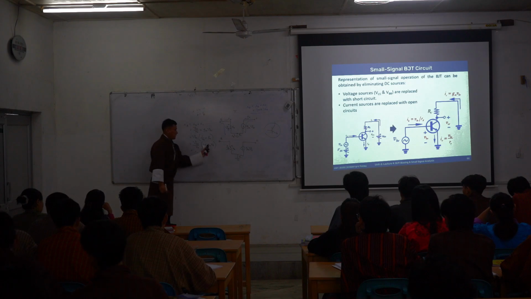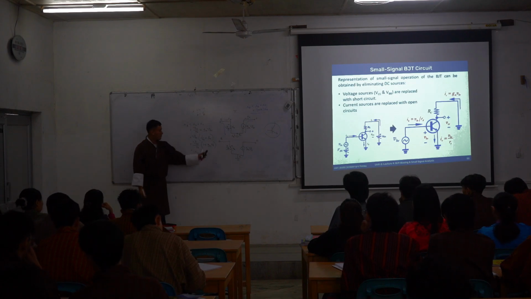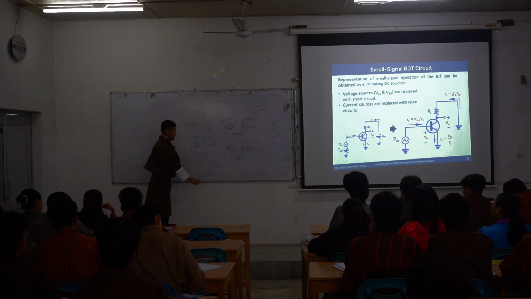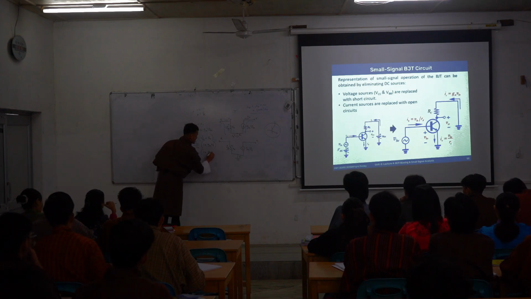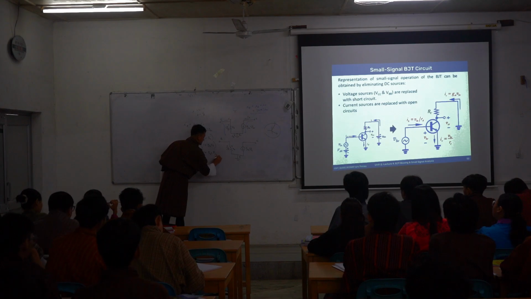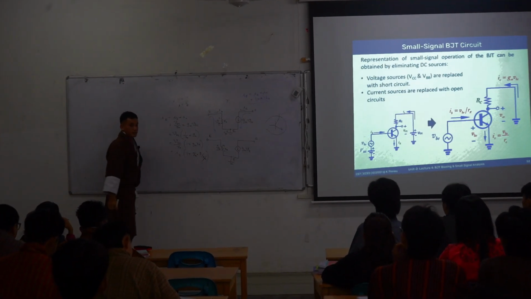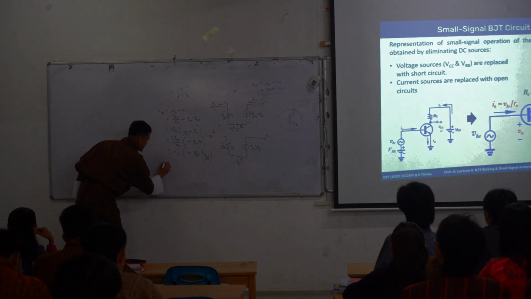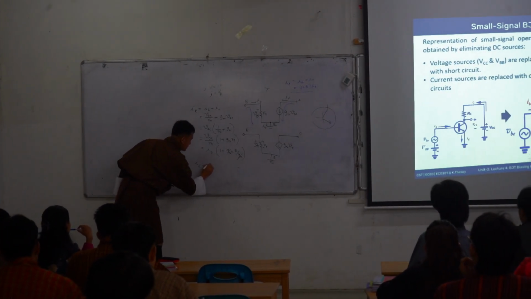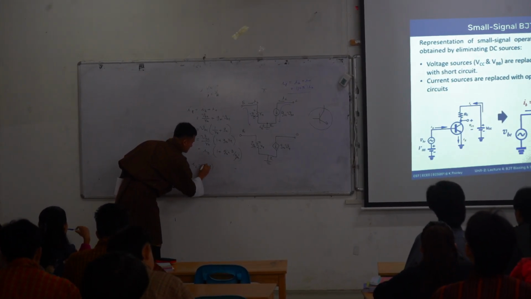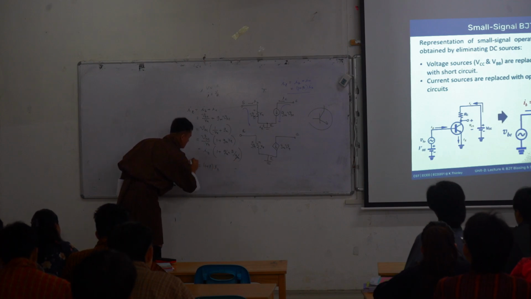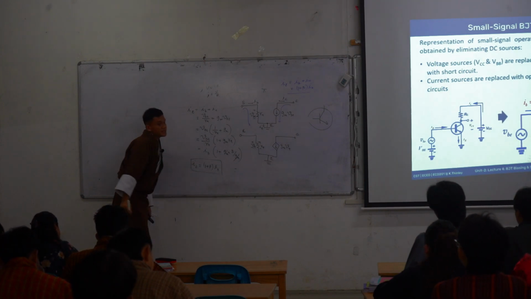1 plus, how can we write GM times R pi? GM times R pi is beta, since R pi is beta over GM, right? These two will get cancelled, so ultimately you are getting IE is equal to 1 plus beta times IB.